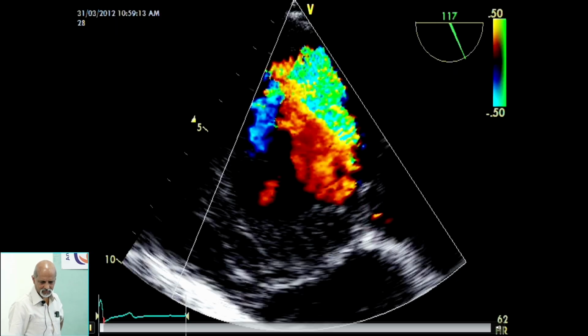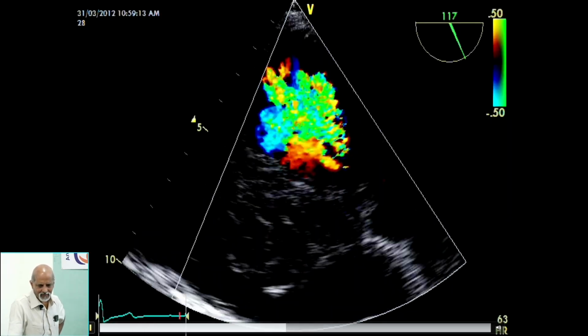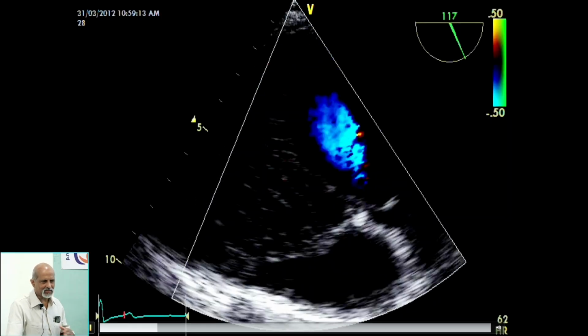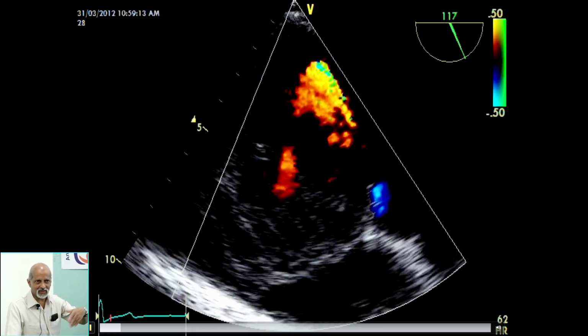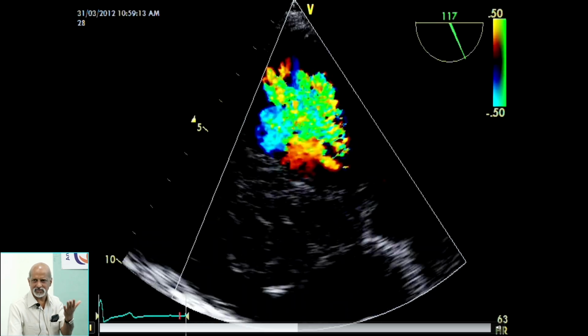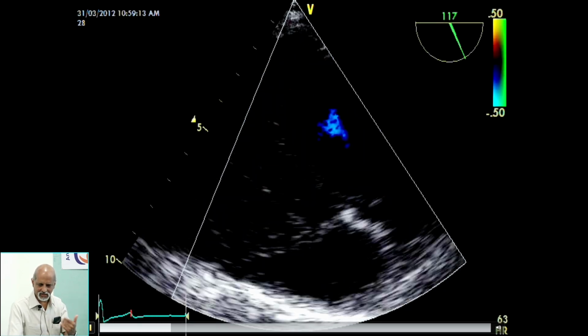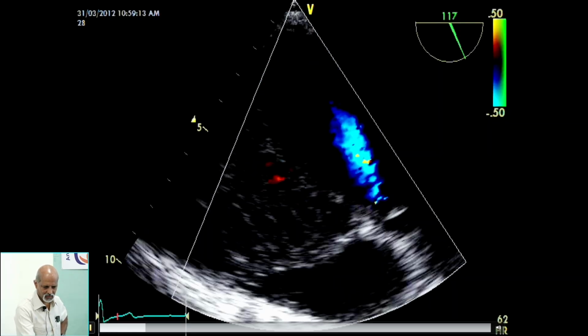And this is the one. So the AR jet, which you can see, the quantification by jet width and the jet area into the LV, people are still doing it, but predominantly we look at the vena contracta and the Penny's index.